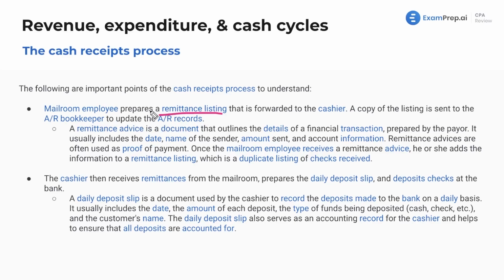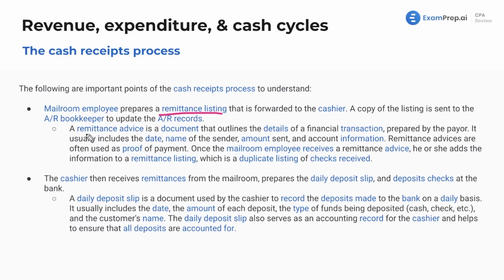So what this is saying is the mailroom employee is going to receive those cash receipts, maybe in an envelope, whatever it is. It says here's $20. It's from Walmart. Then the mailroom employee is going to create a big old list, and then they're going to send that to the cashier. They're also going to send that to the AR bookkeeper, because then the AR bookkeeper is going to update the records saying, okay, hey, Walmart actually paid us $20, so lower that AR amount.